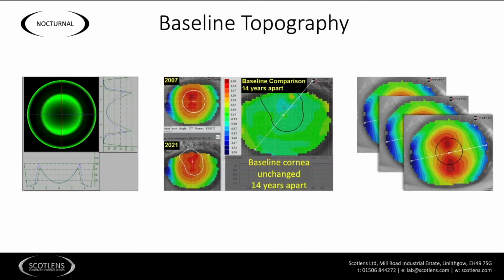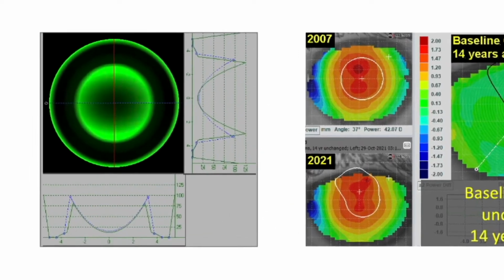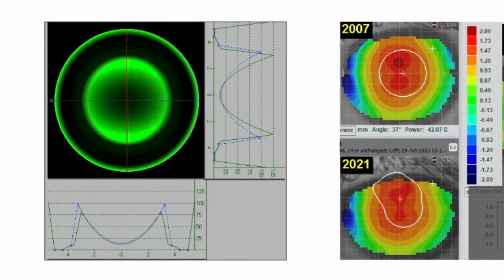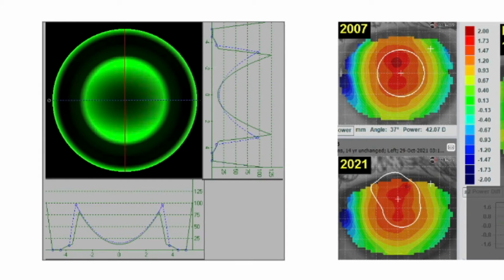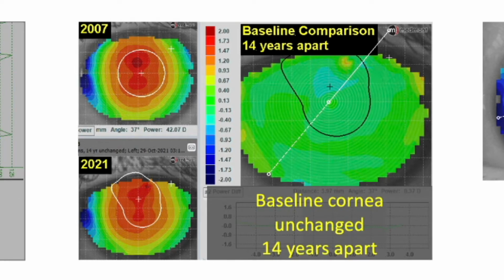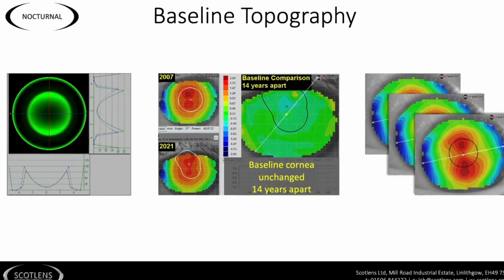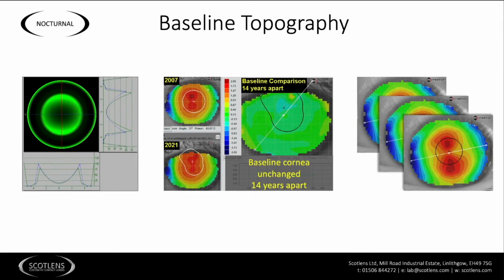Now, our baseline topography is really key in ordering the lenses, both because we use the three-dimensional model to design the lenses, or we use information from topography to do it, but also the baseline is unlikely to change with patients unless there's some degree of ectasia there. You can see on this patient that 14 years apart, there's no change between the patient's cornea. So the baseline topography is inherently stable, and we can refer back to it if we need to without needing to do any washout.